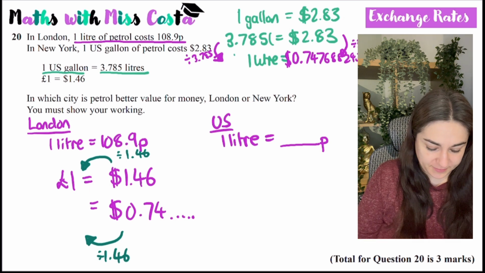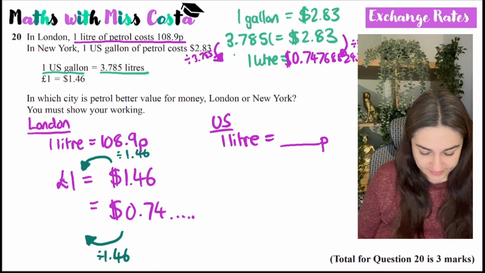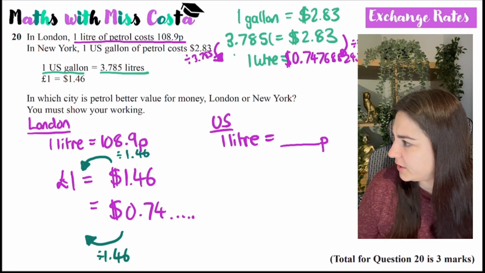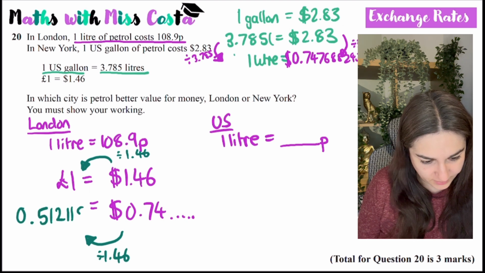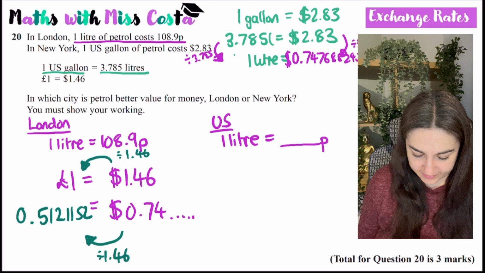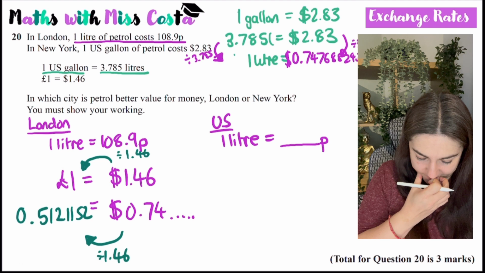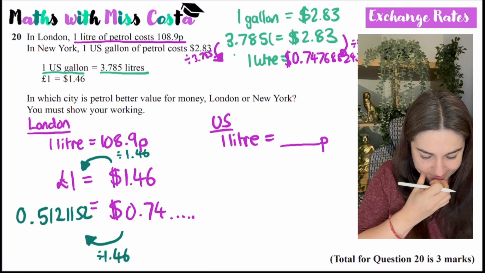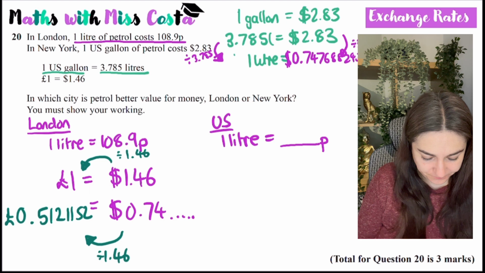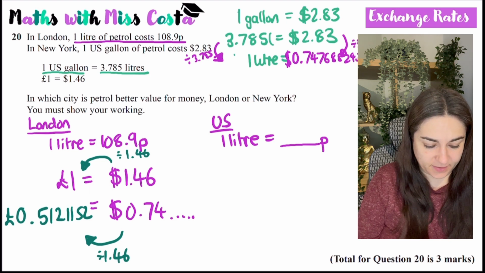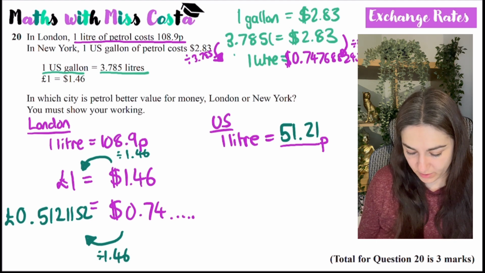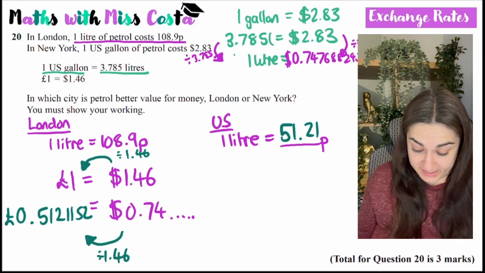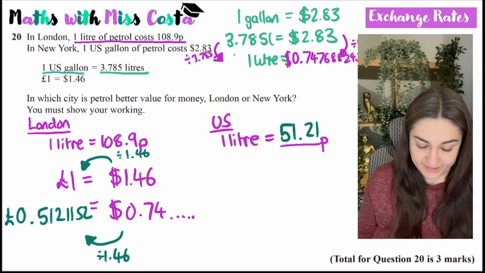So 0.747 divided by 1.46 is 0.512. That's quite cheap. So that's 0.5121152. So 1 litre costs that in terms of pounds. To turn it into pence, I'm going to times it by 100. So that would be 51.21 pence. Wow, that's quite the difference, half the price.